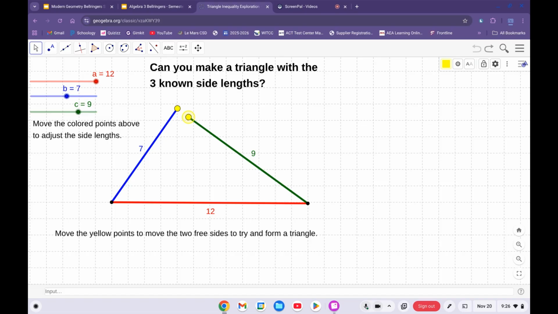When I do, it's going to give me a little message up there that says, yay, you made a triangle. Then we're going to start messing with the lengths of the sides. Can I make these smaller? Can I make them bigger and still make triangles? Or are there limits that we start to recognize? So we're going to look at this first one. I have three sides, 7, 9, and 12.